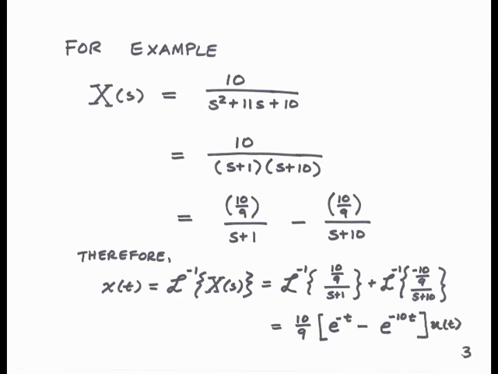So x of t is the inverse Laplace transform of X of s, which is the inverse Laplace transform of 10/9 over s plus 1, plus the inverse Laplace transform of negative 10/9 over s plus 10. You see here how we're using the linearity property of the inverse Laplace transform. Then carrying out the last step, we find that the inverse Laplace transform of X of s, which is x of t, is 10/9 times e to the minus t minus e to the minus 10t, times u of t.